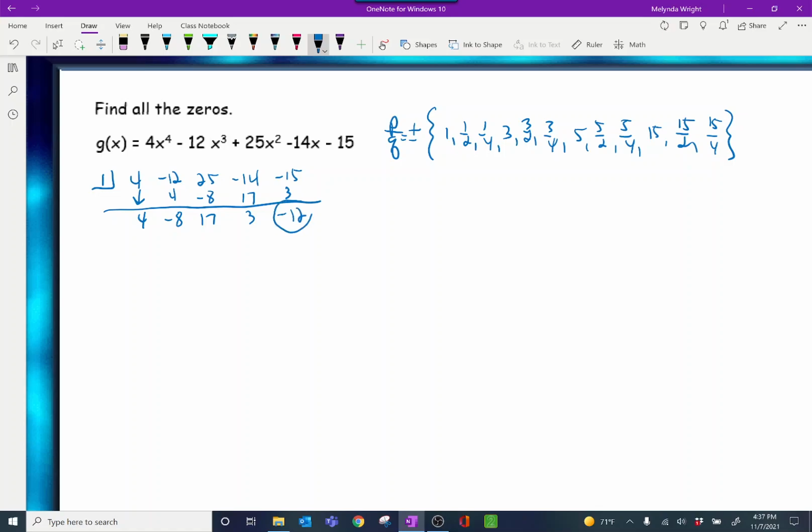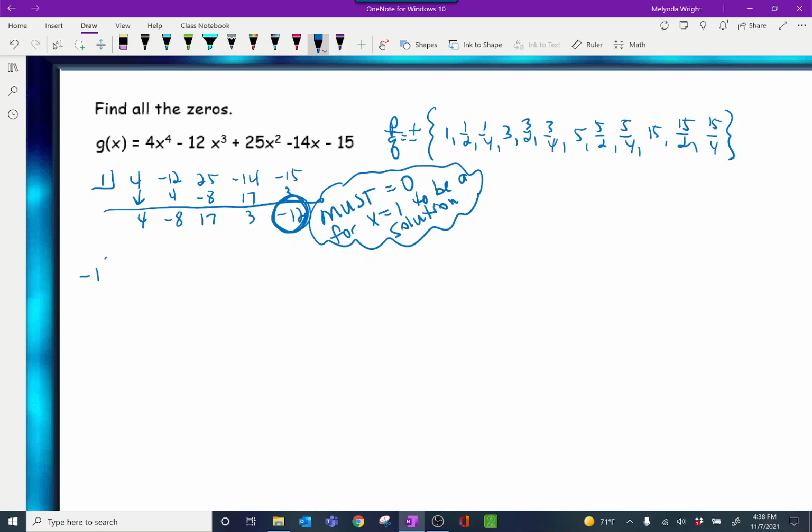So for this to be considered a root, this remainder must be equal to 0. Okay, has to. So this remainder must be equal to 0 for x equals 1 to be a solution. Remember, solution, root, 0. So this has to be true. And it's not, so 1 isn't going to work. All right, so let's try negative 1.